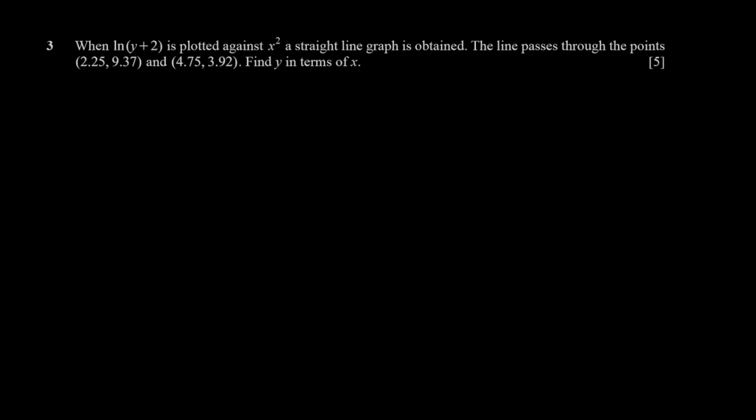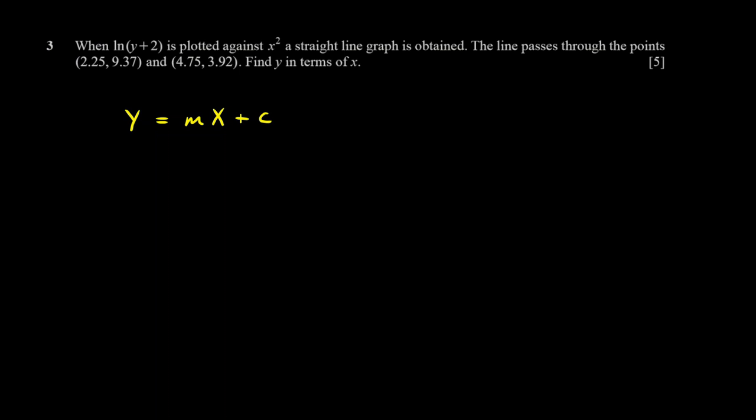Okay, so here we are in question 3. When ln(y + 2) is plotted against x squared, a straight line graph is obtained. The line passes through these points. We want to find y in terms of x. Well, if we get a straight line, we know that the equation is going to be in this form, Y equals mX plus c, because that's the equation of a straight line.